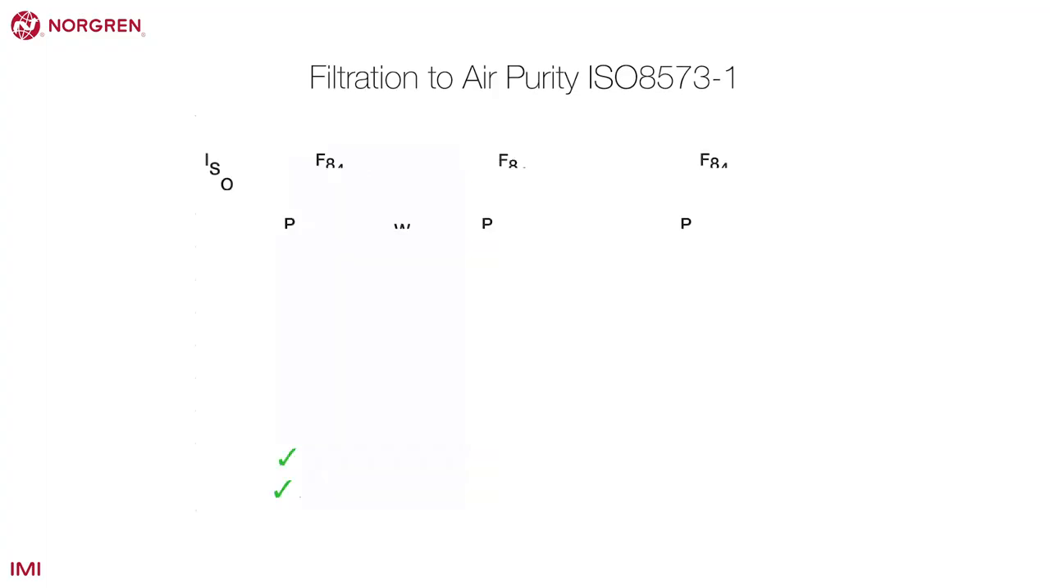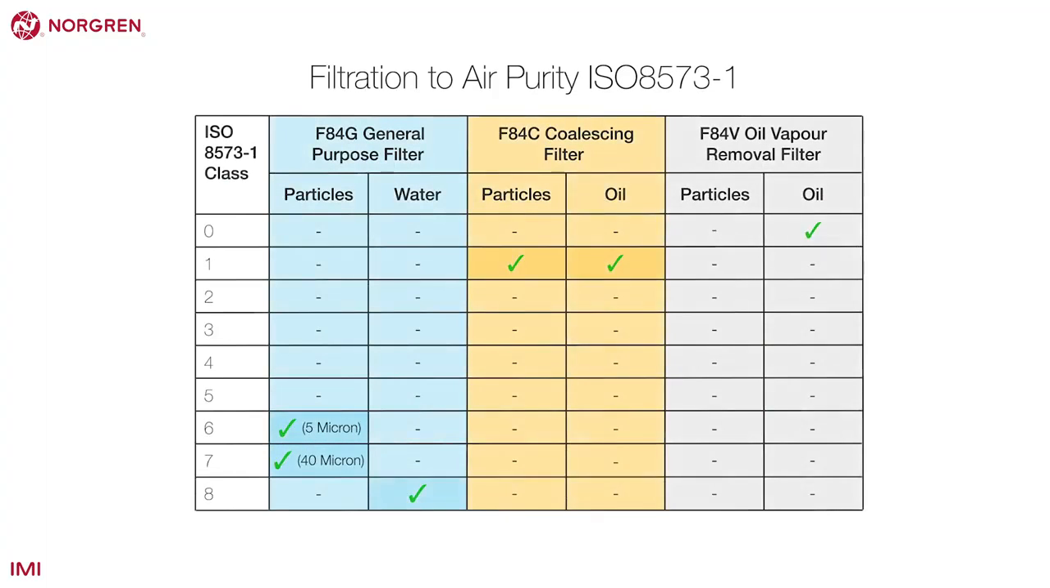The elements used within any of these filters will have a classification code relating to their suitability and micron rating. You can see that the Norgren F84G general purpose filter, for example, has two classifications, one for particles and one for water. Coalescing or oil vapor removal filters would also have two classifications, one for particles and one for oil. Remember, a lack of servicing can lead to a loss of pressure and inefficiencies in the system.